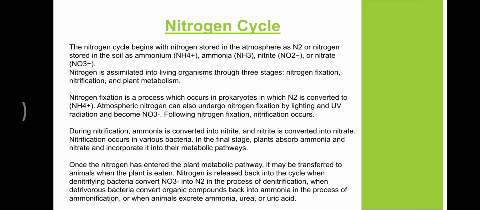The nitrogen cycle begins with the nitrogen stored in the atmosphere as N2 or nitrogen stored in the soil as ammonium, that is NH4, ammonia NH3, nitrite NO2 negative, or nitrate, that is NO3 negative. Nitrogen is assimilated into living organisms through three stages: nitrogen fixation, nitrification, and plant metabolism.